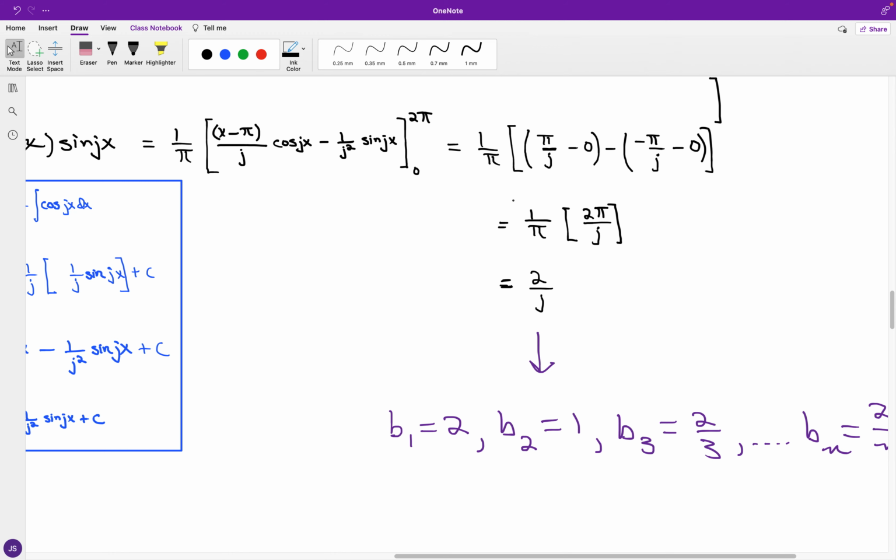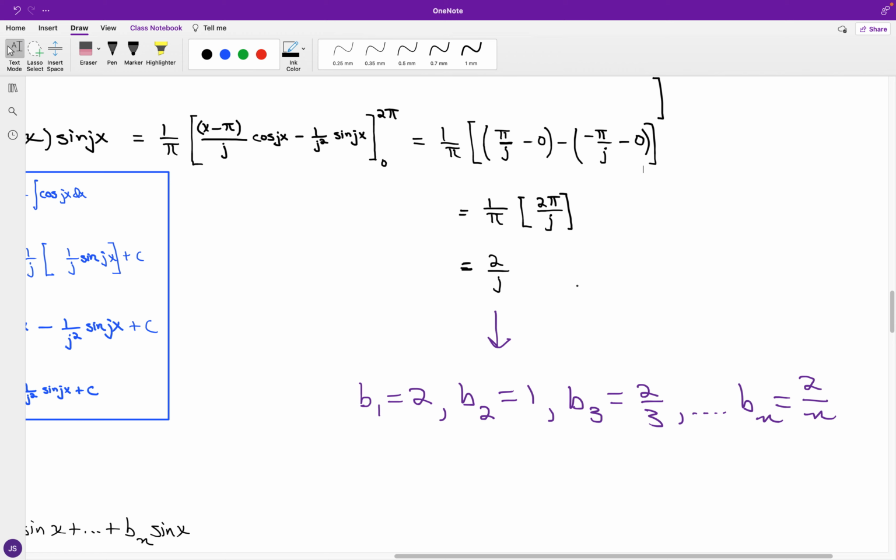And just filling in. Okay, so we have 1 over pi times the difference from the upper and lower limits. We have 1 over pi times 2 pi over j, and that is going to lower to 2 over j. And so with the coefficients in b, b sub 1 is equal to 2 over 1, which is 2. b sub 2 is equal to 2 over 2, which is 1. b sub 3 is equal to 2 over 3, and so on.